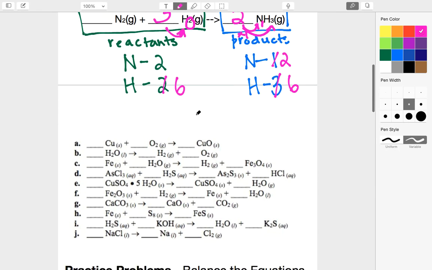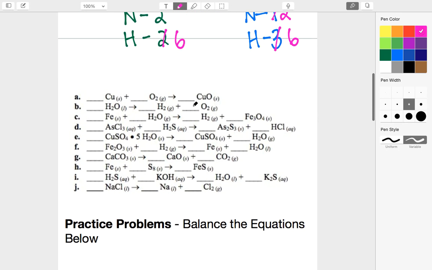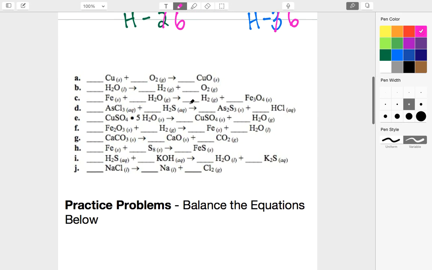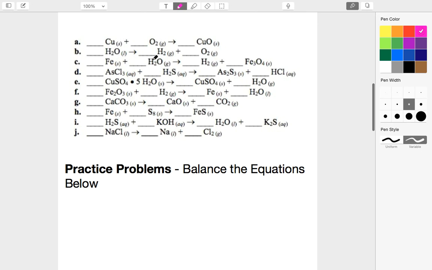Awesome. So here are a couple of practice problems to try below. You're just going to balance these equations. Make sure to write this down in your notebooks. Some are easier than others. Some are a little tricky. You need to continue adding. Just keep trying and eventually you'll get to it.